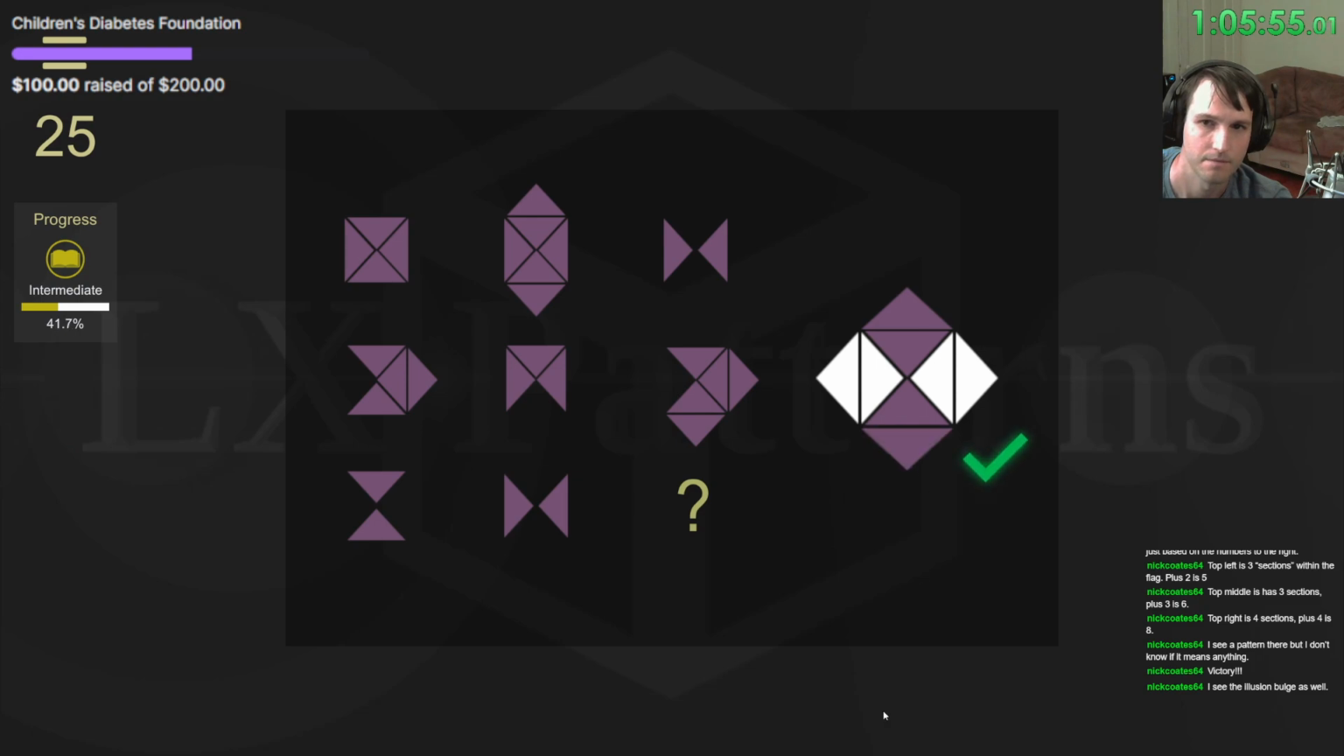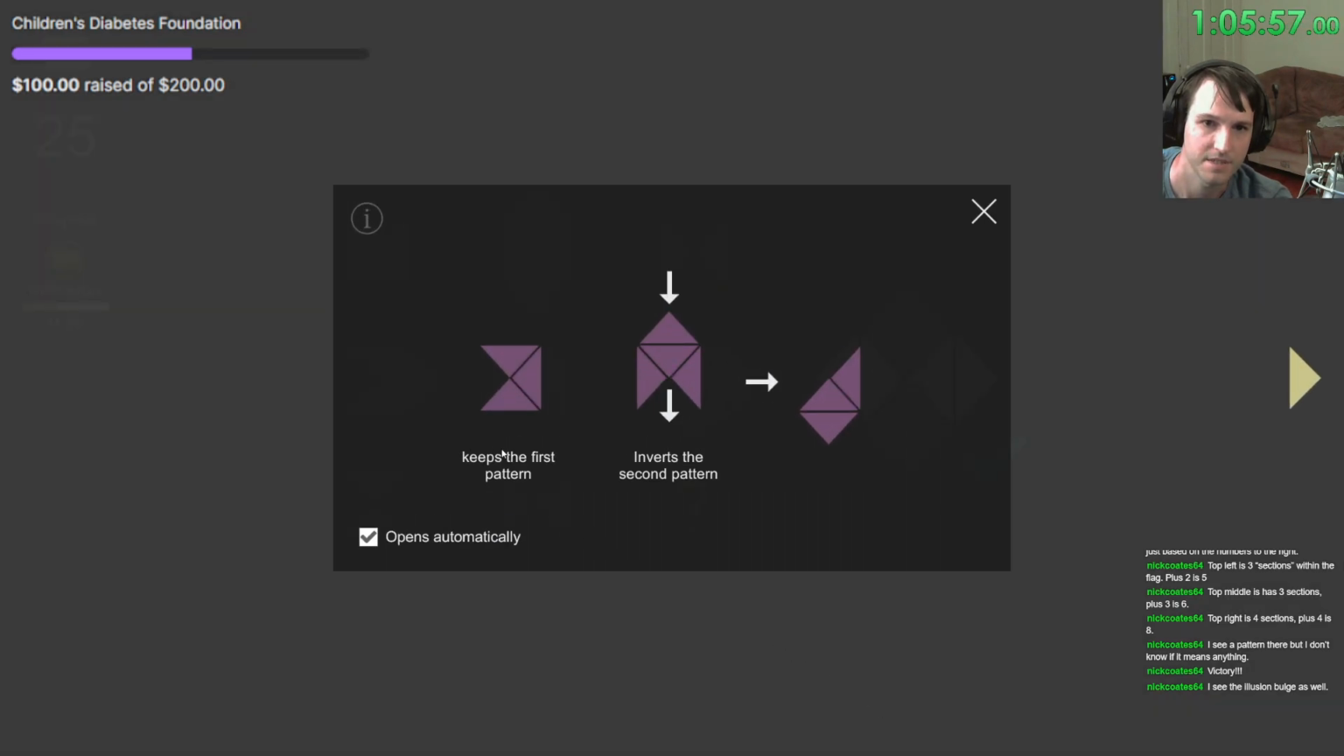Opposing diamonds. Keeps the first pattern. Inverts the second pattern. Keeps the first pattern and inverts the second pattern.